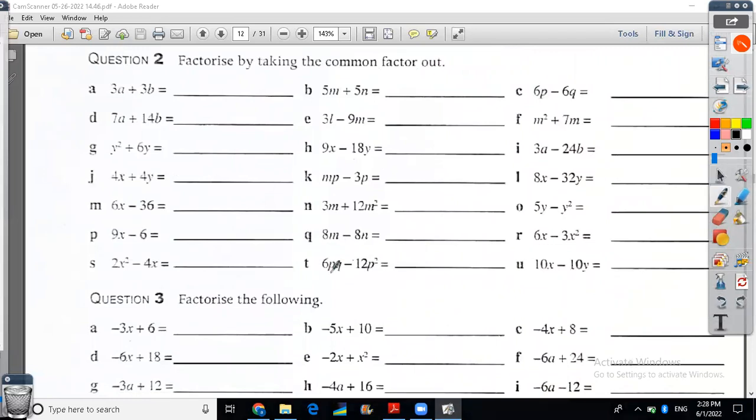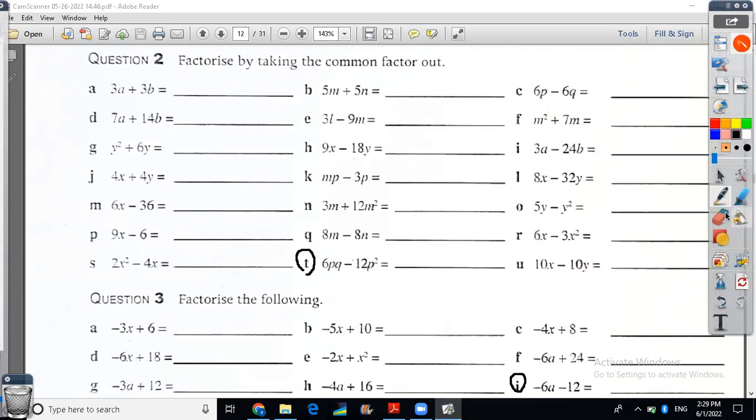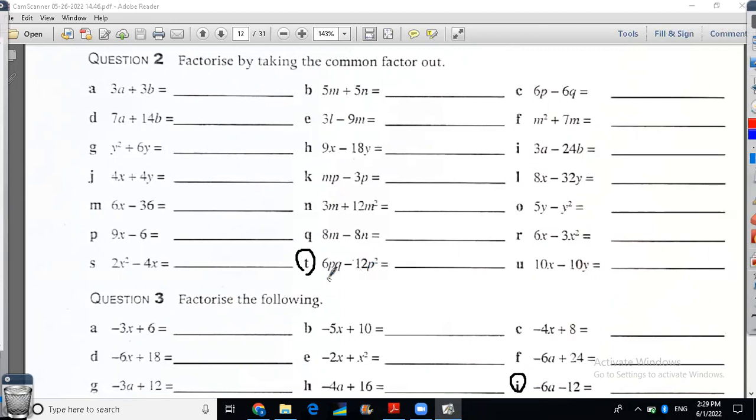We're going to have a look at question T, and also question I. All right, let's continue. Question T says 6pq minus 12p squared.